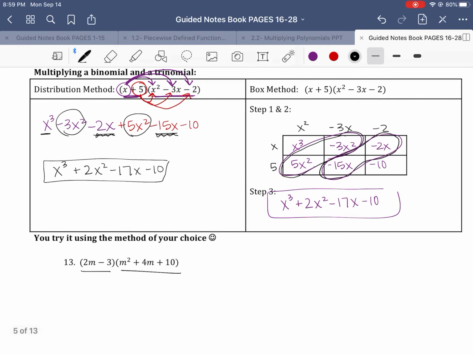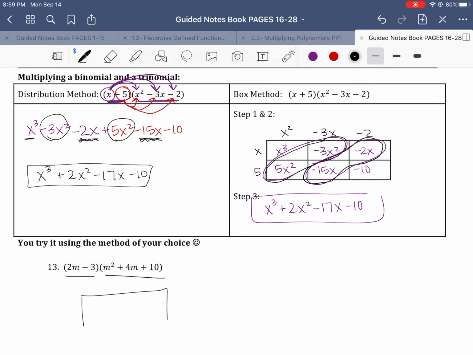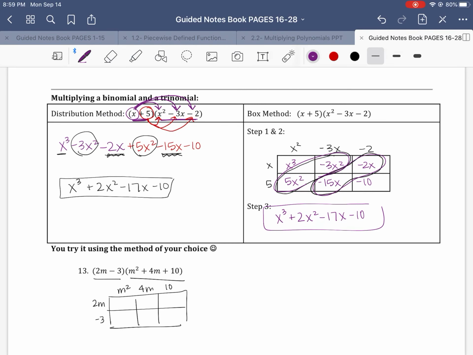Okay. On this last one, I'm just going to set this up in this box. Again, you've got a binomial times a trinomial, so you're going to need 2 rows and 3 columns, or 2 columns and 3 rows. And we're going to put 2m here and negative 3. Then we're going to put m squared, 4m, and a positive 10 across the top. The most common mistake with the box method is we try to start adding and subtracting early, so make sure that we're not doing that.